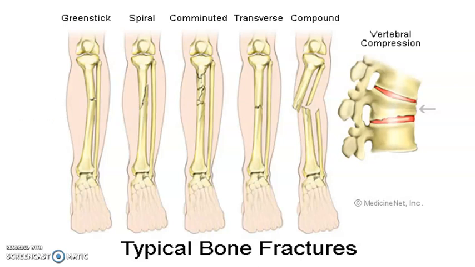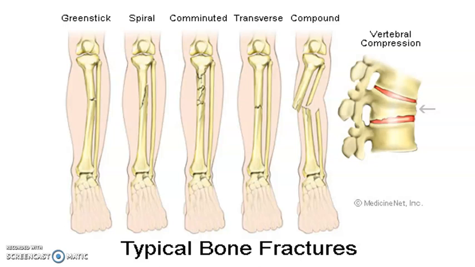Comminuted is one that is a shattering of a bone. And so by definition, it means that it is broken into three or more parts. We see these a lot with car crashes where bones might be shattered. Sometimes these will need to have rods and screws put in order to establish and get those bones to fuse back correctly. Transverse is the most common that we probably see with just like a typical injury.